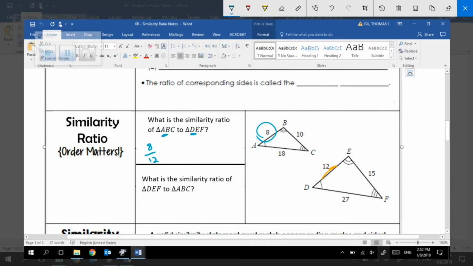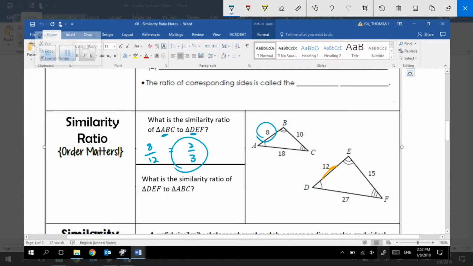Remember, you can do what to ratios? Ratios can be simplified. If you said simplified, give yourself a little high five. 8 over 12 can be simplified to 2 over 3. So your similarity ratio would be 2 over 3. If you pick any side, it's going to be the exact same similarity ratio. That's the special thing about it.